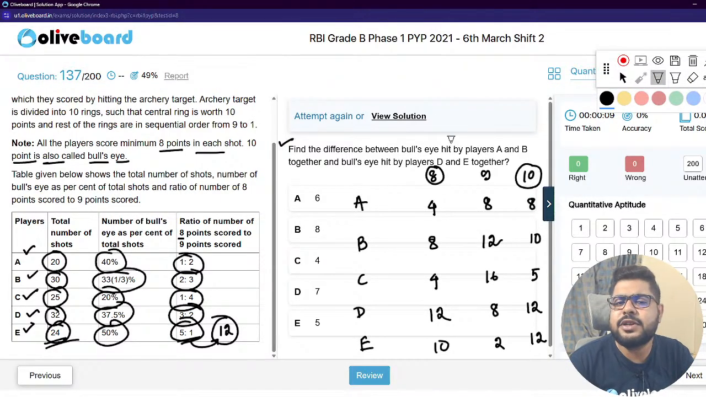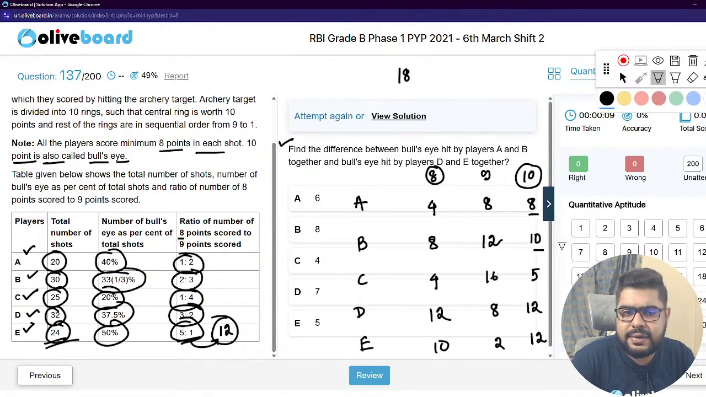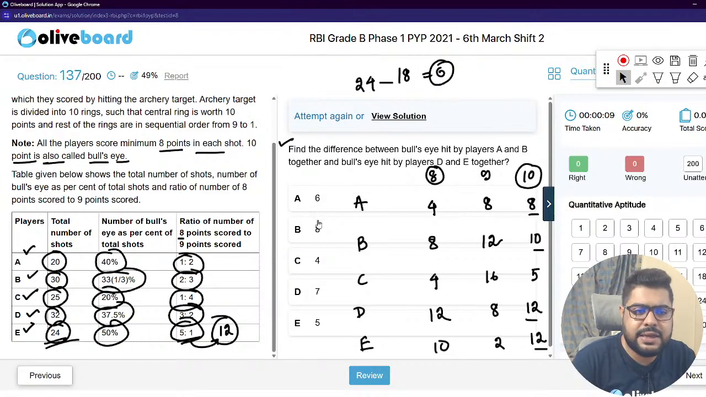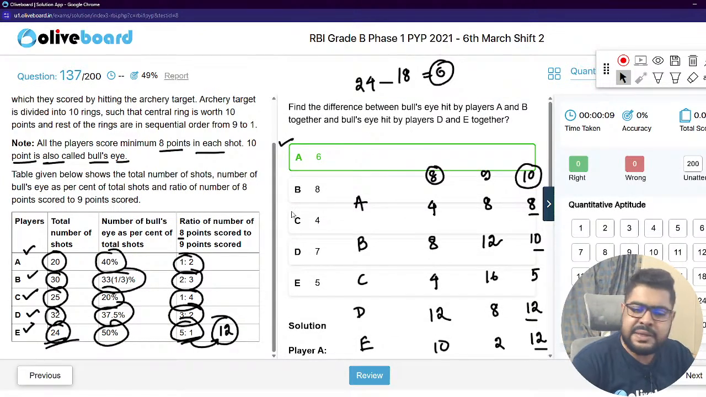Find the difference between bullseyes hit by players A and B together and D and D. A and B together is 18, 8 and 10. And D and D is 12 and 12, that is 24. So the difference will be 6. That's your answer. Let's check. Yes, the answer is correct. Answer is 6.